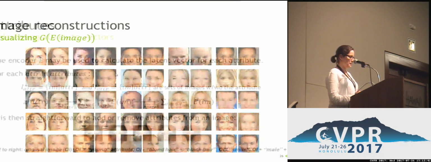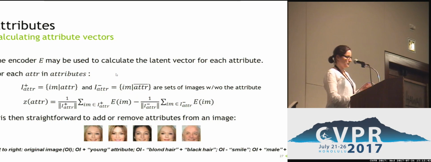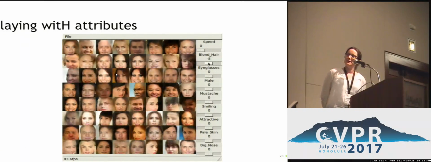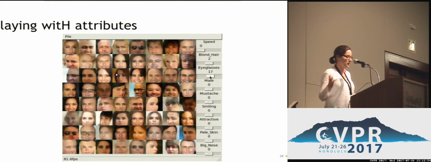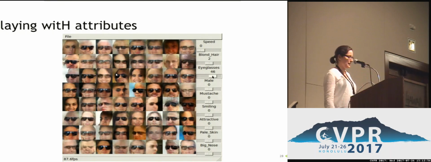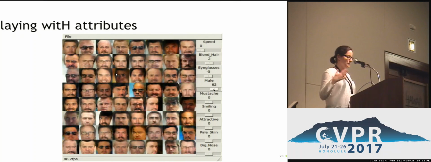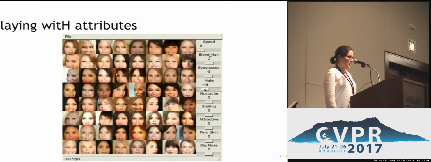So here is what happened when you visualize the generator. And these are the attributes. Again, I'm going to pass quickly because Ming mentioned that. But what's super funny is we can actually play with the attributes. So when you have a bunch of people, blonde hair, dark hair, and glasses, you can make people more male, make people more female, make people smiling, make people attractive.